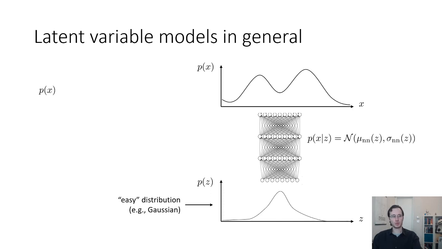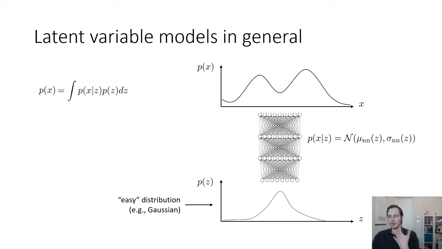And then we'll build our generative model as a mapping from Z to X, a probabilistic mapping. So it'll say that P of X given Z is Gaussian with a mean that is some neural network function of Z, and a variance that is also some neural network function of Z. So that means that p of x is given by an integral over all possible values of z of p of x given z times p of z dz. The reason it's an integral rather than a sum is because now z is continuous.